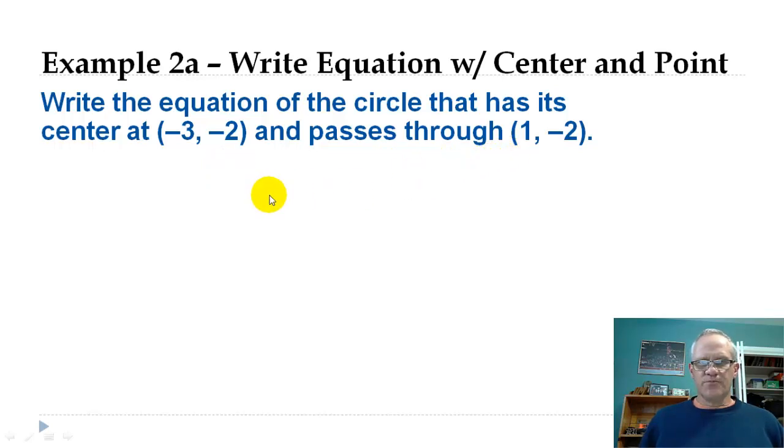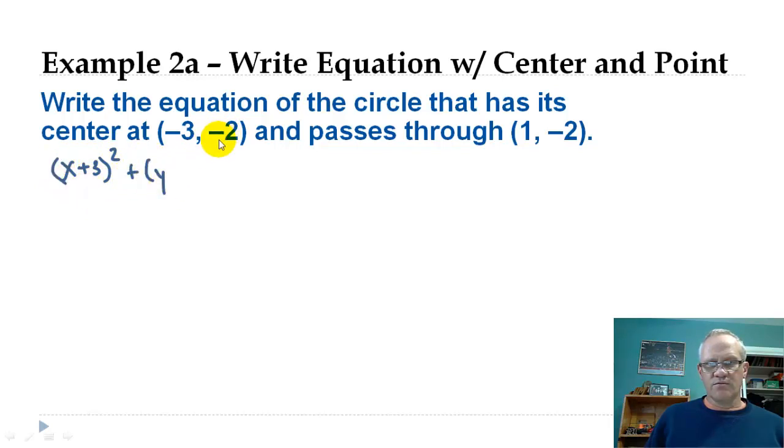Okay, let's start with this. Let's fill in what we can right now. We've got x minus h. Remember, h is -3, so this is going to be x plus 3 squared, and then y plus 2 squared. All right, so the only thing left we need is the radius squared.